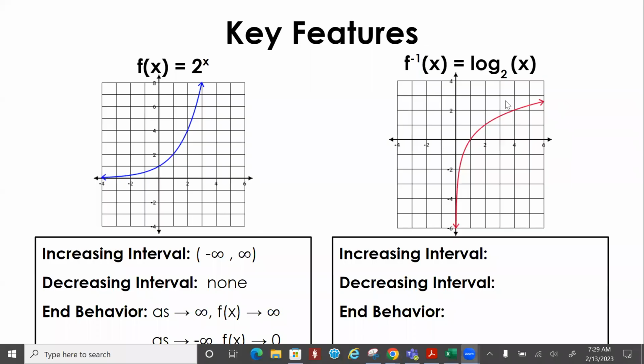We've got some key features. So we're going to talk about increasing, decreasing, and end behavior. Okay, so on this side, is this increasing or decreasing on the left-hand side? Increasing, right? Is it ever decreasing? No. Okay. What about the end behavior? Well, as x approaches positive infinity, y is going up to positive infinity. As x is going to negative infinity, y is approaching 0.